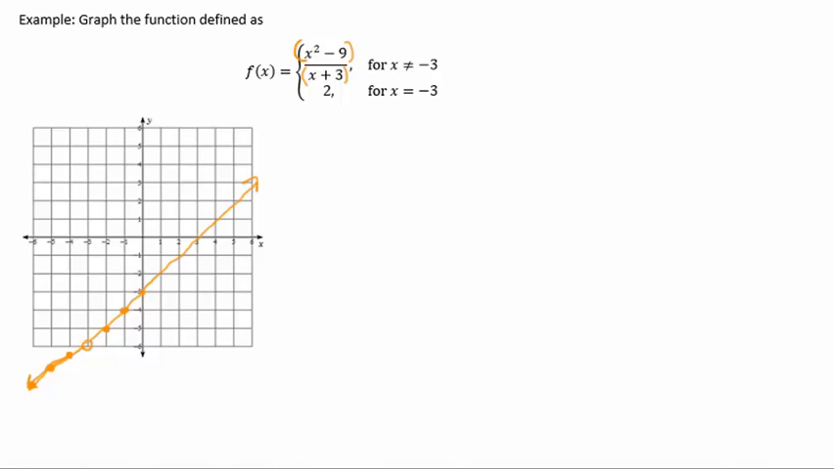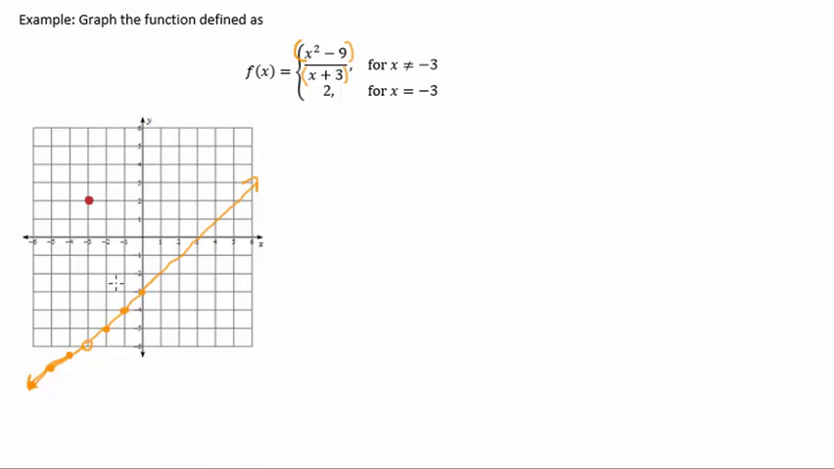And then at -3, we know that our function is going to be 2. So at -3, our function is 2. That's a point up here. And so that is our function defined piecewise.